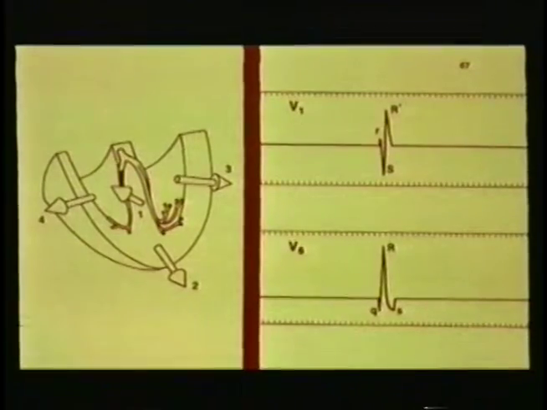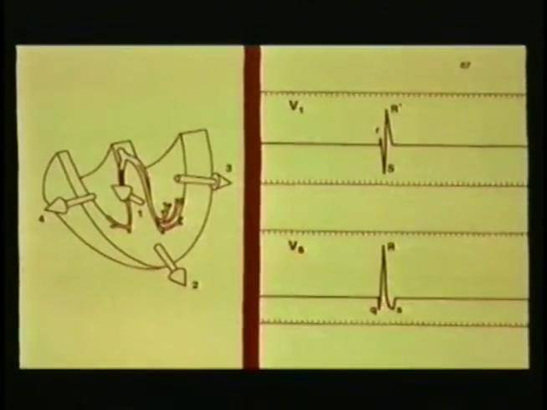67. Compare your V1 and V6 ECGs with those occurring in right bundle branch block. Note the QRS widening, the characteristic RSR prime pattern in V1, and terminal S in V6.